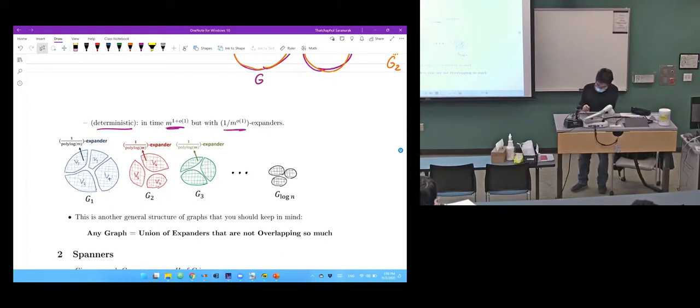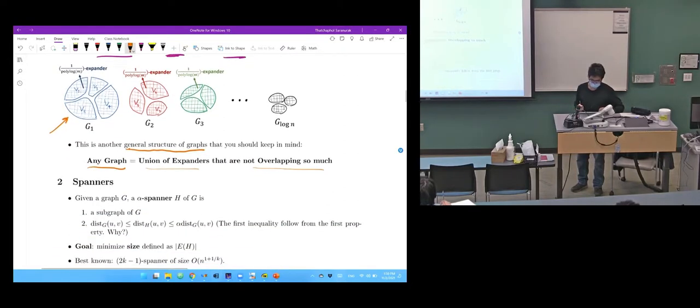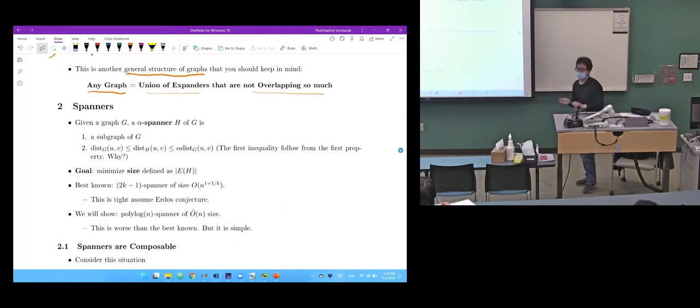So this is the structure that we can get from any graph. It's a kind of general structure of graphs. Every graph is a union of expanders, and these expanders are not overlapping too much, in the sense that each node appears in at most log m expanders. Keep this in mind, and now we're going to use it for graph compression or graph sparsification.